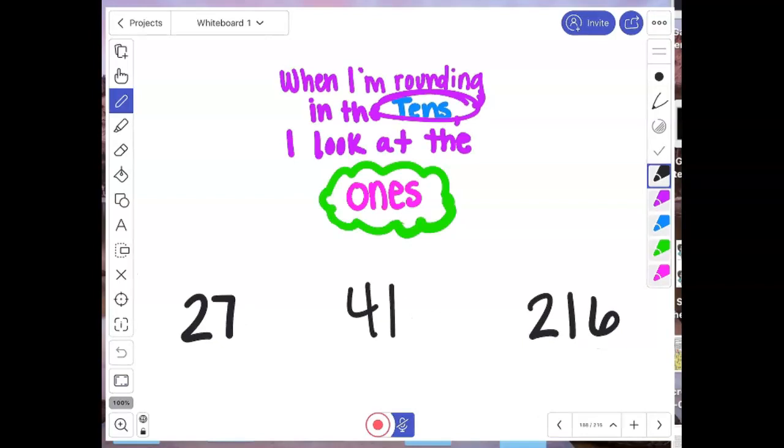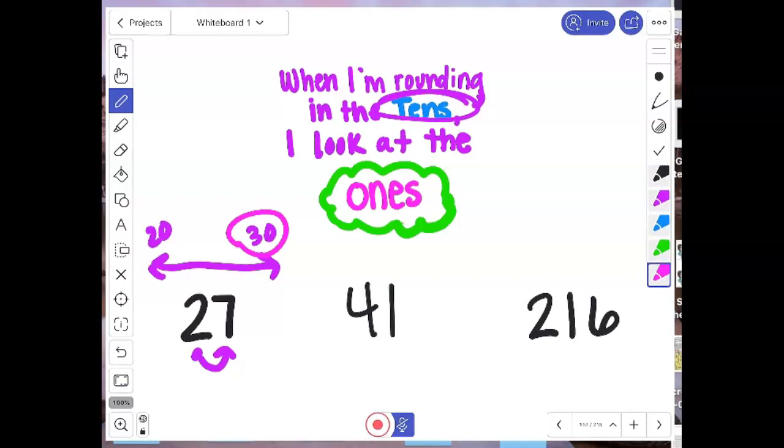So I find the place. The question's telling me to round to the tens, so I'm going to find the tens because that's what it says in the question. Find the tens, but I'm going to look next door. Now, if it's 5 or more, I round up. 4 or less, I round down. So I'm going to think to myself about that number line. On the number line, 27 would be somewhere between 20 and 30. 27 would round up because it'll be closer to 30 because 7 is 5 or more. So that would round up.